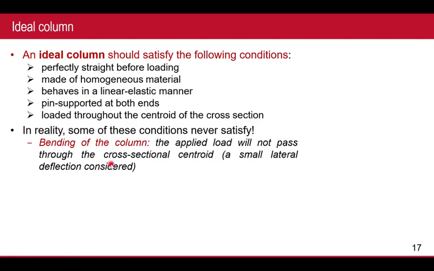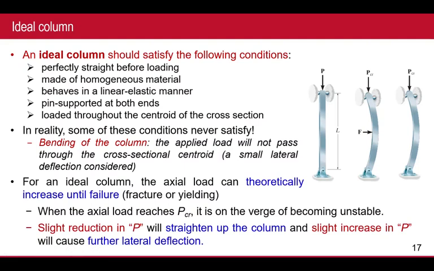But in reality, some of these conditions are never satisfied. Bending of the column means the applied load will not pass through the cross-section center. So maybe somewhere there is a small lateral deflection to consider in this situation. That's the text here for you to understand. So for any ideal column, as we mentioned in the parts, the axial load can theoretically increase until failure, until yielding.